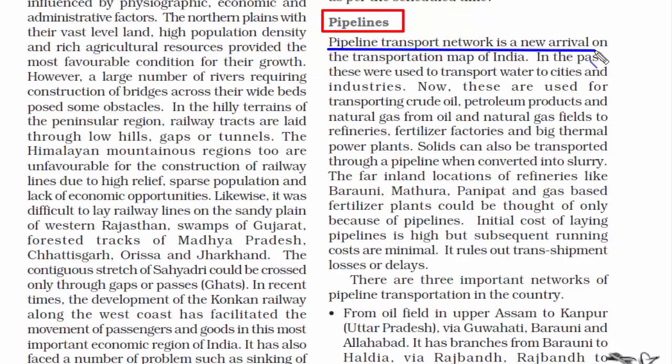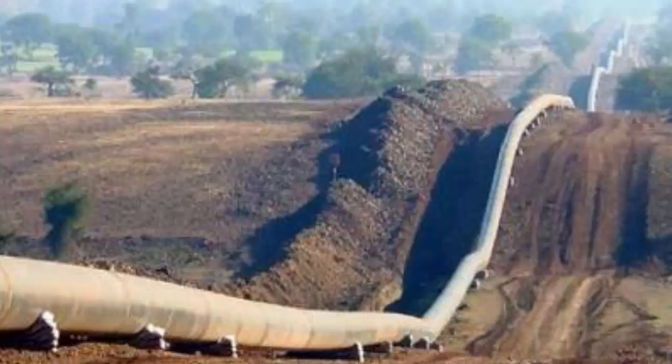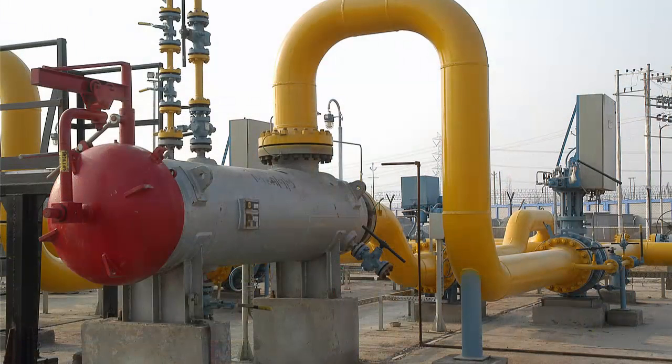Pipeline is a very new transport network to India. Traditionally speaking, pipelines were only used to transport water to cities and industries. But things have changed. Now it is used for transporting crude oil, petroleum products and natural gas from oil and natural gas fields to refineries, fertilizer factories and big thermal power plants.